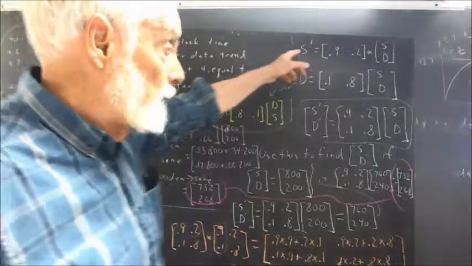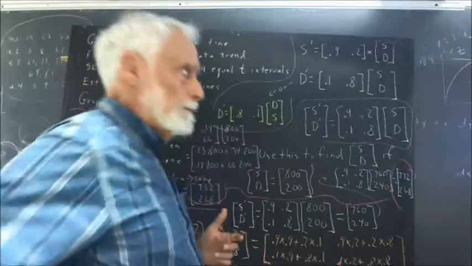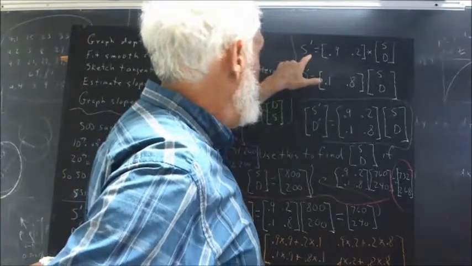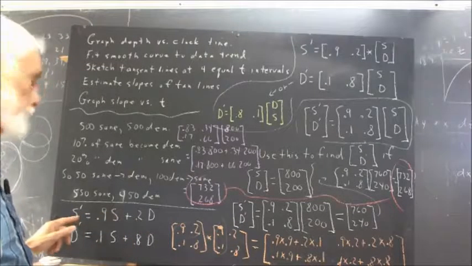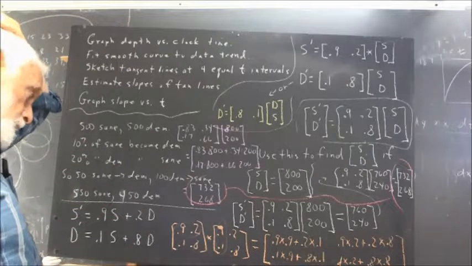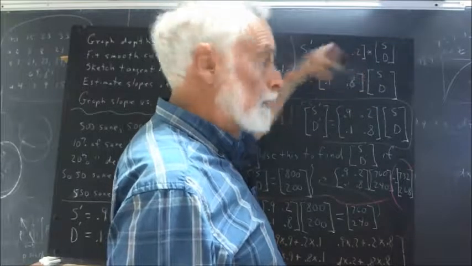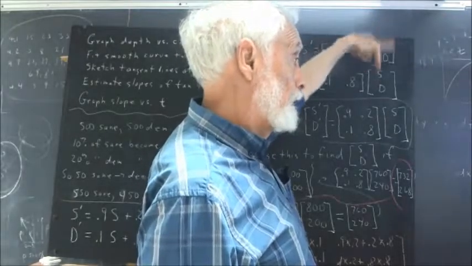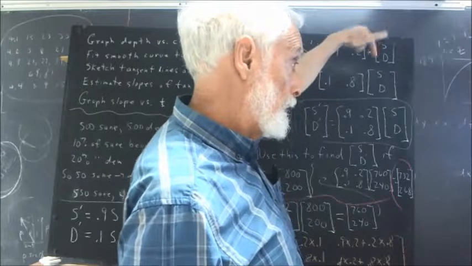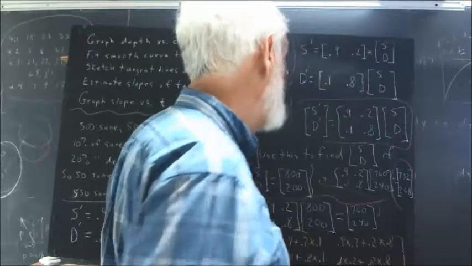Now, we move up here. I had to find my place on the board. I hadn't looked up high enough. I'm going to say that this 0.9S plus 0.2D, the new number of sane, S prime, can be written this way, where 0.9, 0.2 is what we call a row. We call it a row vector, if you like. And S, D, your populations of sane and demented, is in a column, and we call that a column vector or a column matrix. We call this a row vector or a row matrix. Okay?